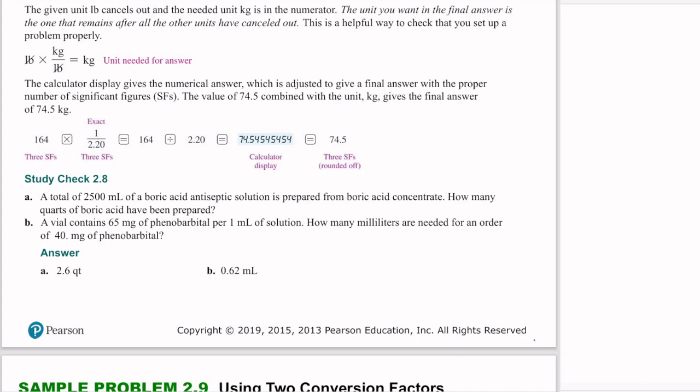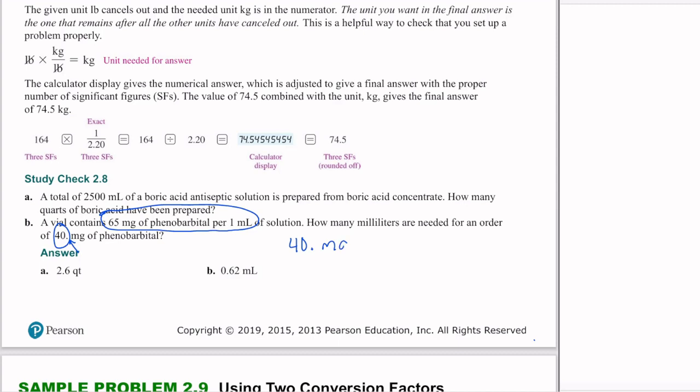Next, a vial contains 65 milligrams of phenobarbital per 1 milliliter of solution. How many milliliters are needed for an order of 40 milligrams of phenobarbital? Notice there's a decimal place here, and that means there are two significant figures in the 40 milligrams. So let's work this problem. We're starting with 40 milligrams, and we need to convert that 40 milligrams to milliliters of solution. We can use the 65 milligrams per milliliter as a conversion factor.